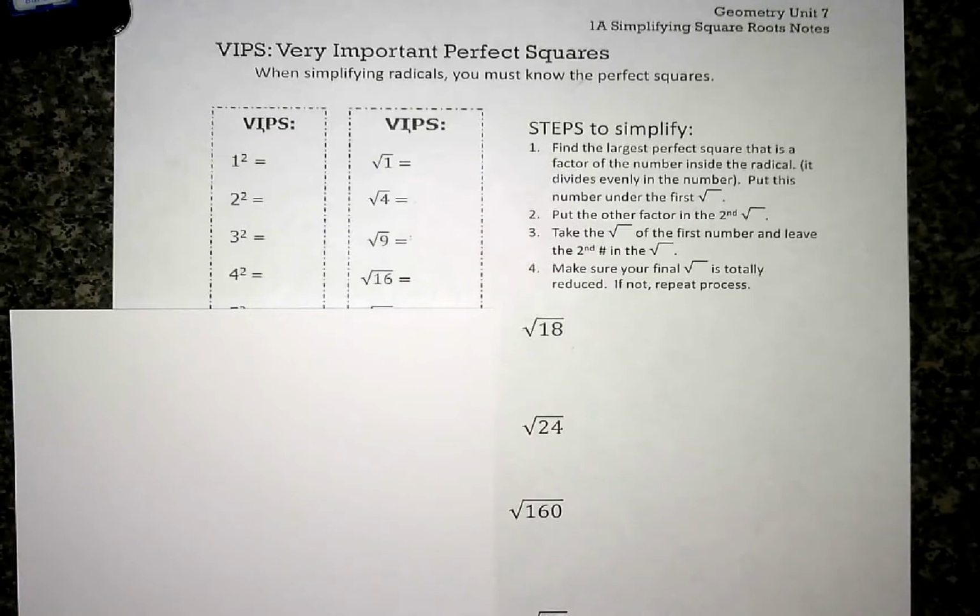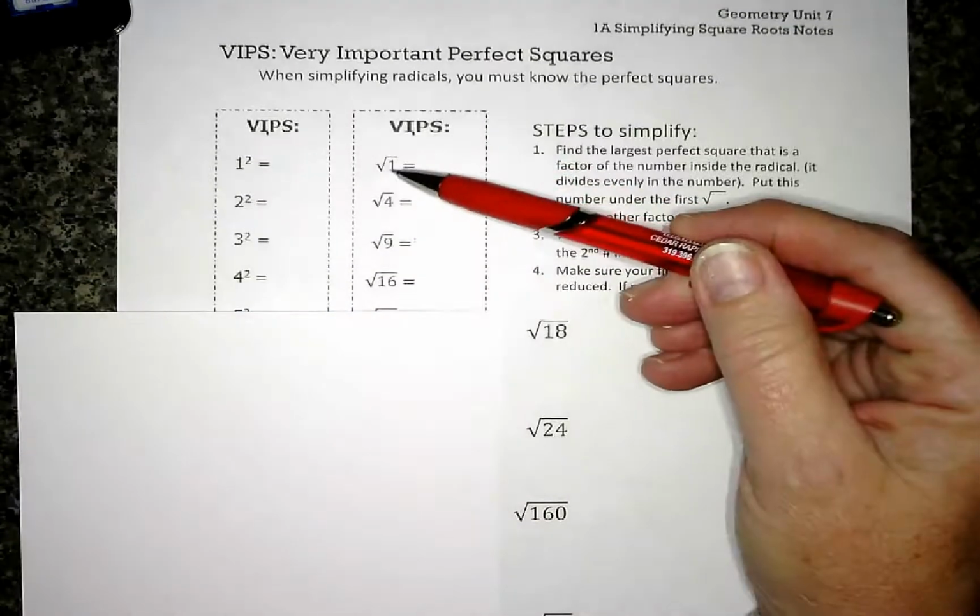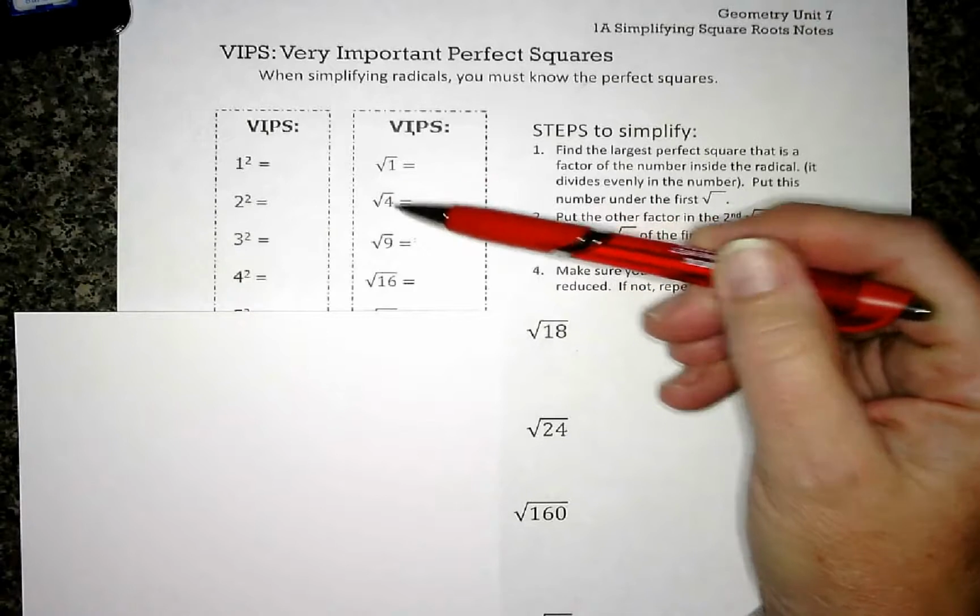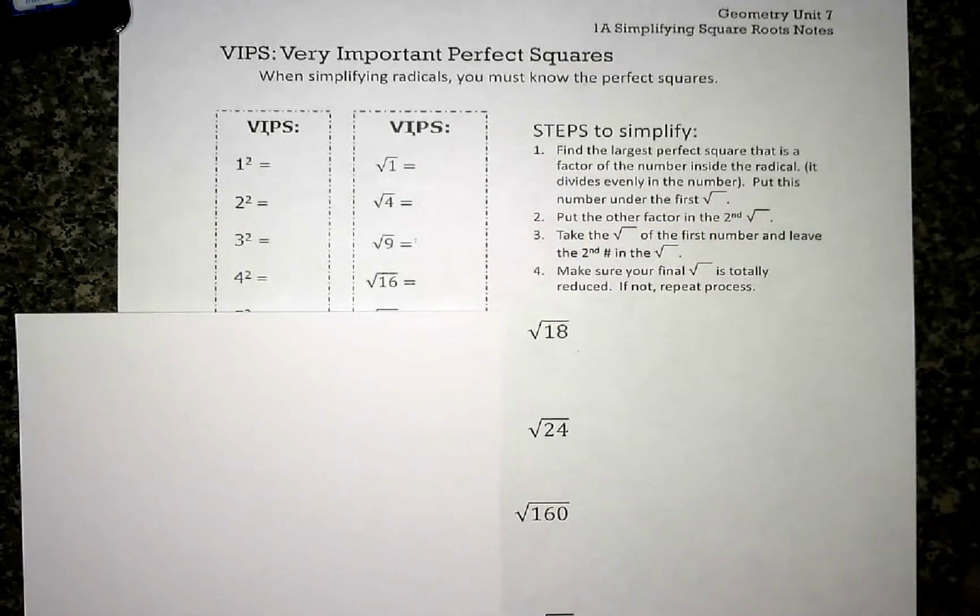Today we have the notes for Unit 7, 1A, how to simplify square roots. So we have what are called the VIPs, the very important perfect squares. These are just the ones where when I take the square root of that number, I get a whole number. Obviously there are lots of other square roots in between, like square root of 2, square root of 3, but those answers will give you a decimal form. When we simplify, we're looking for the ones that are considered perfect.